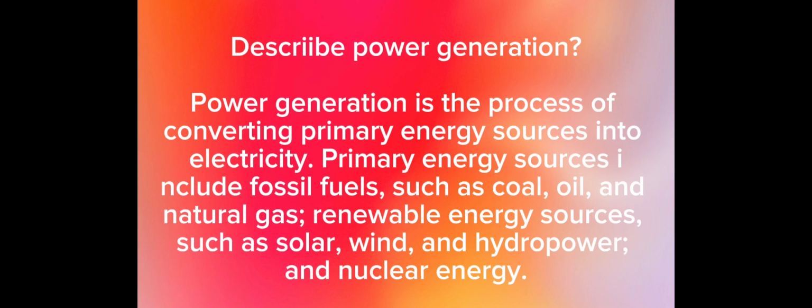Describe power generation. Power generation is the process of converting primary energy sources into electricity. Primary energy sources include fossil fuels, such as coal, oil, and natural gas, renewable energy sources, such as solar, wind, and hydropower, and nuclear energy.